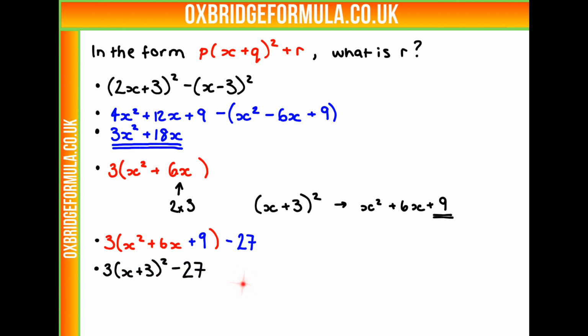So therefore, that's our final equation: 3(x + 3)² − 27. p is 3, q is also 3, and r is −27. That is our final answer. There we go, r is −27. So our answer is A.